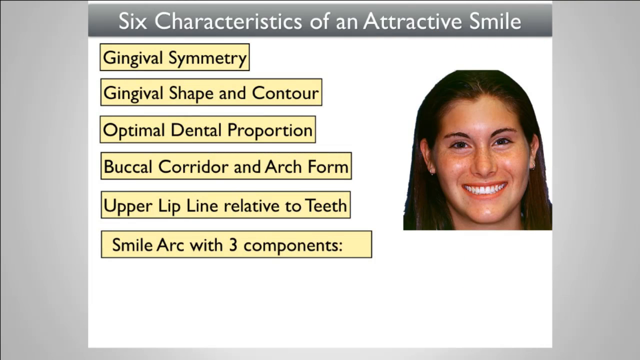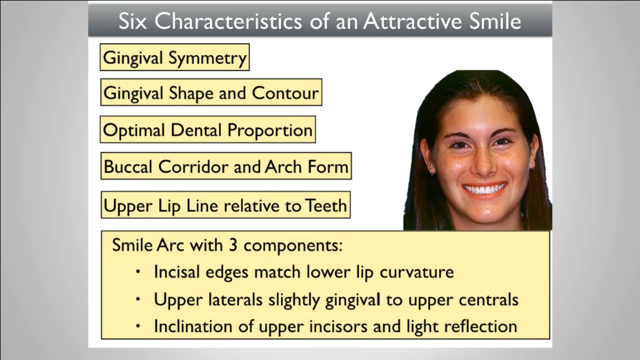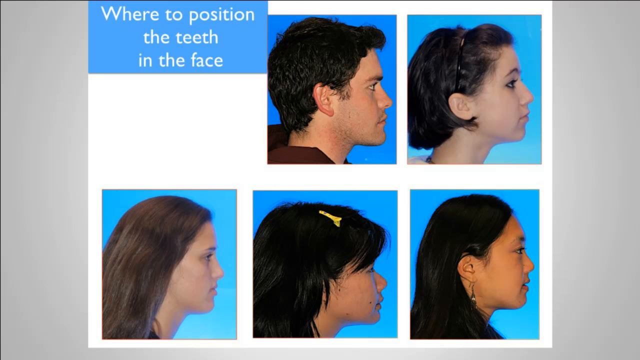We also have to have characteristics of an attractive smile. We're looking at gingival symmetry, gingival shape and contour, optimal dental proportion. We have to watch the buccal corridors and arch form, upper lip length relative to the teeth, and the smile arc. And the smile arc has 3 components. Incisal edges must match the curvature of the lower lip, upper lateral incisors slightly gingival to the upper centrals, and the inclination of the upper incisors should be proper for light reflection in addition to the functional aspect of creating a mutually protected occlusion. But we also have to position the teeth in the face.